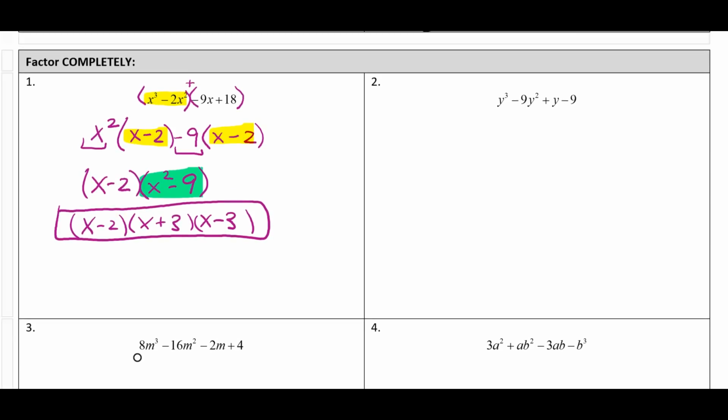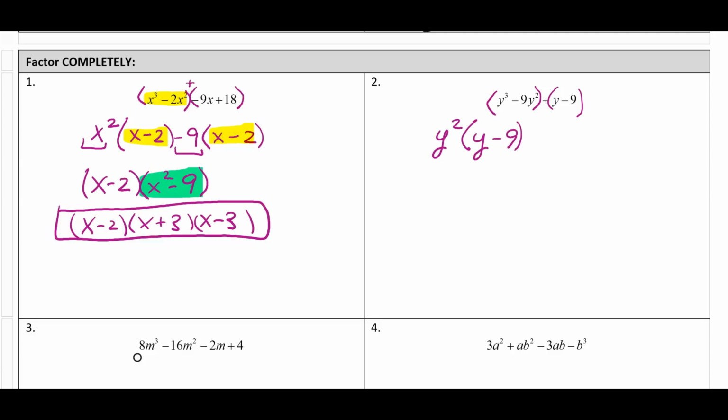So number 2 here, we're going to group our first 2 terms. We're going to group our second set of terms and find our GCF of our first set. So y cubed minus 9y squared, our GCF would be y squared. And then what's left is y minus 9.